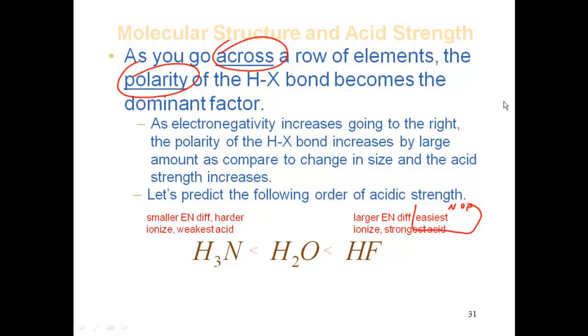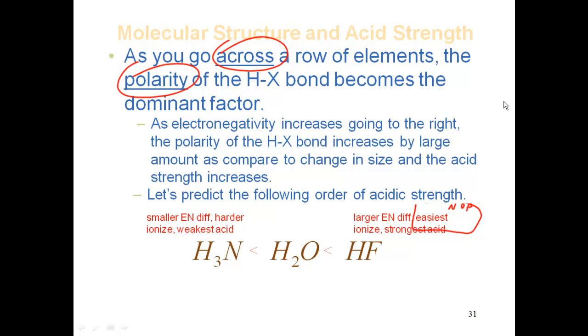Notice this is why HF is always an acid in water. Based on this fact, HF will always ionize more than water. It'd be easier to pull off that proton, therefore HF will always be an acid in water because of that fact. This is also why H3N will always be a base in water.